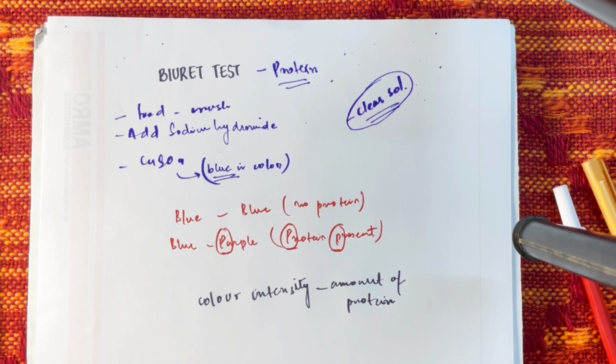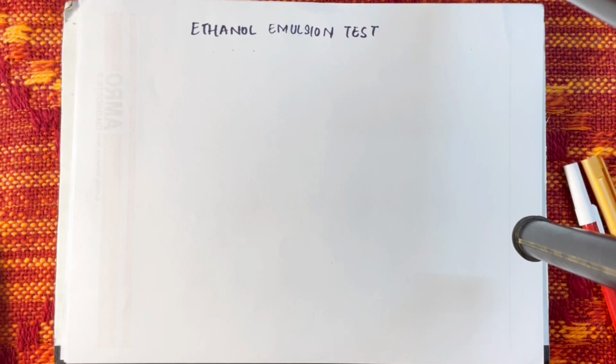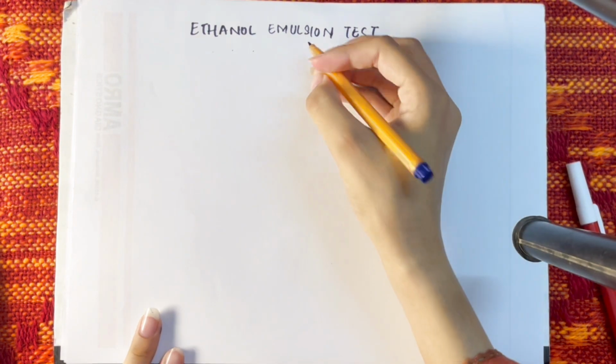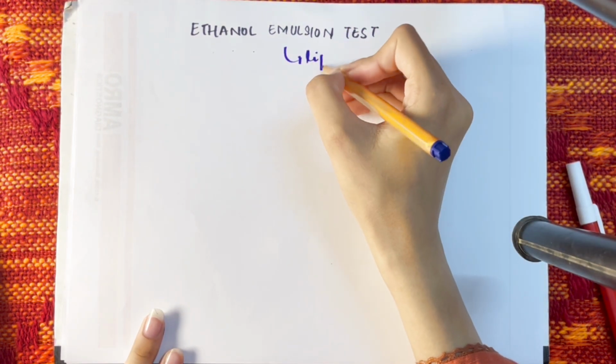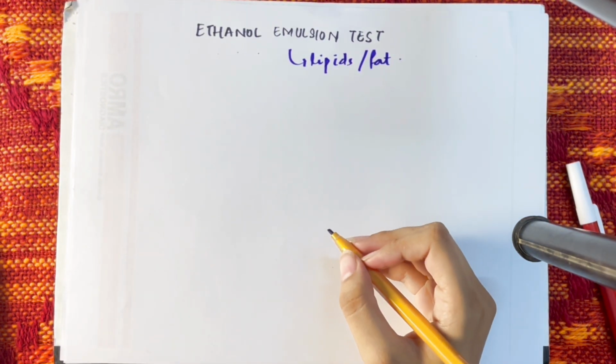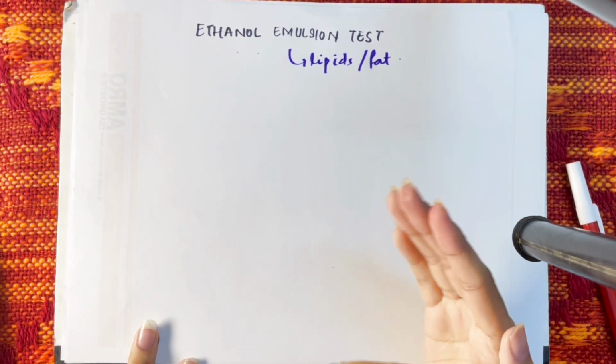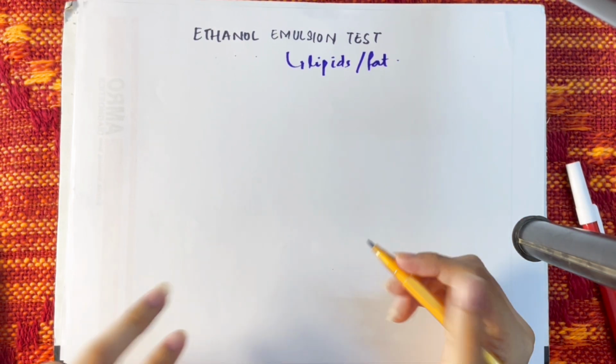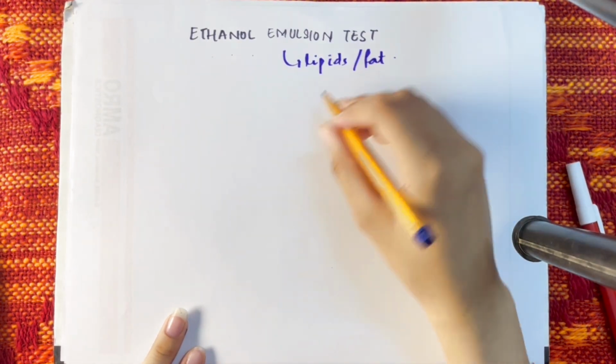We have covered two tests. Let's discuss the third test. The third test to be discussed is the ethanol emulsion test. The ethanol emulsion test is for the presence of lipids or fats that are dissolved in the ethanol. In this test we are usually dissolving the fats and the lipids in the ethanol.